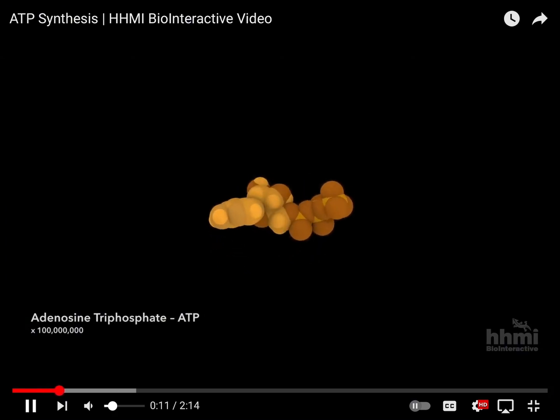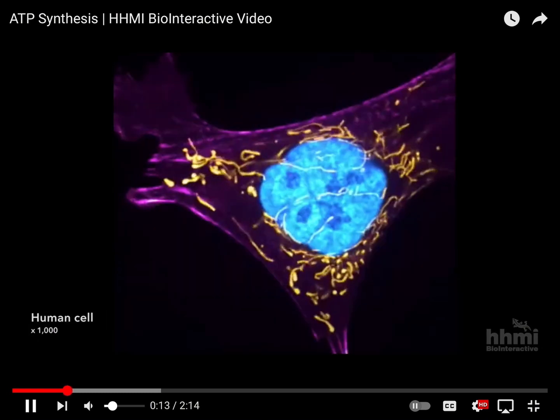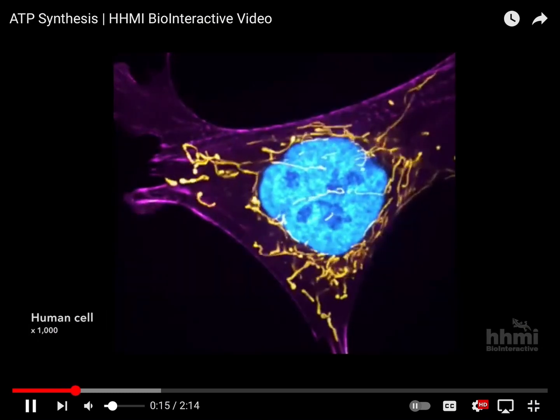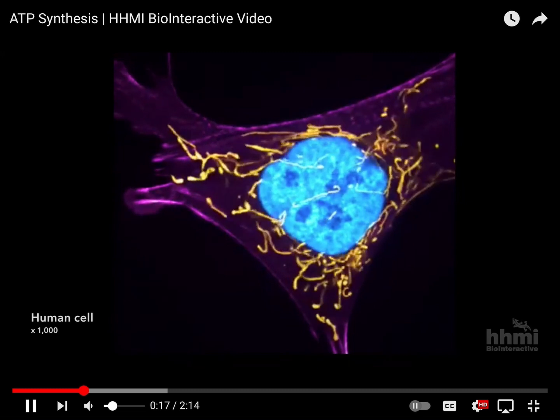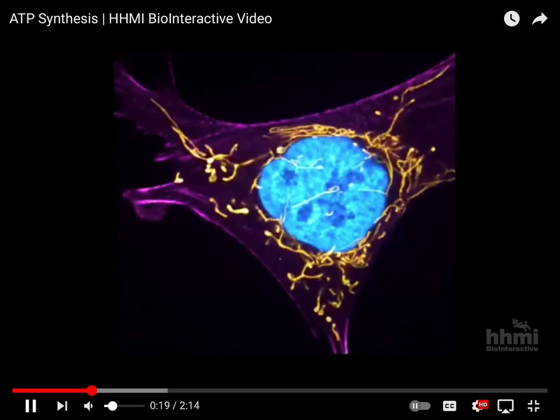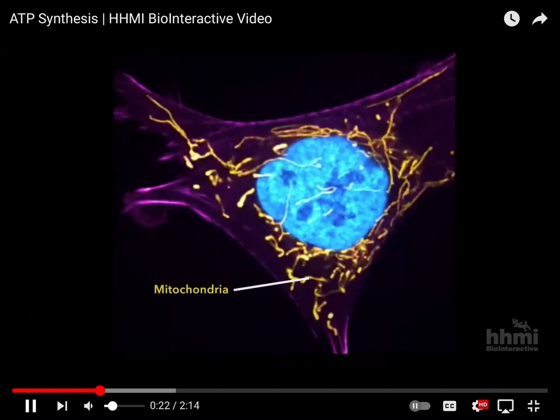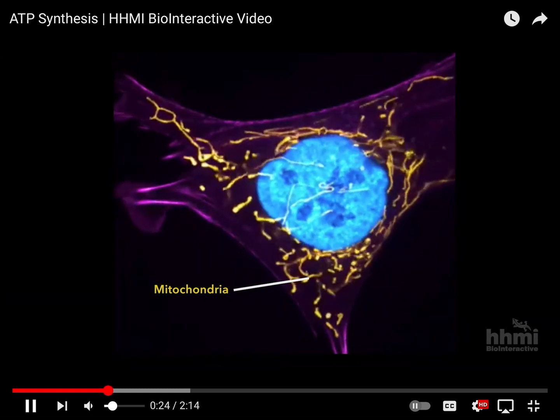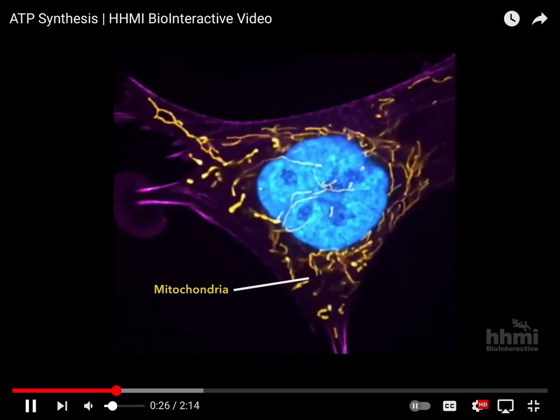ATP drives biochemical activity inside your living cells and is a key building block of DNA and RNA. Generating ATP for your living cells are mitochondria, electrochemical batteries that convert energy from the food you eat and oxygen from the air you breathe into ATP. So where does your ATP come from?